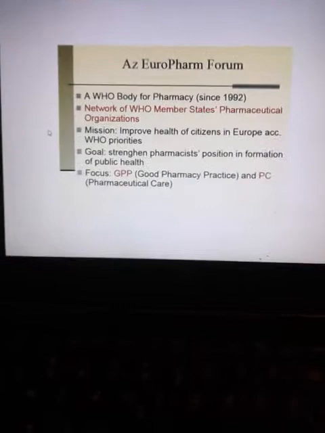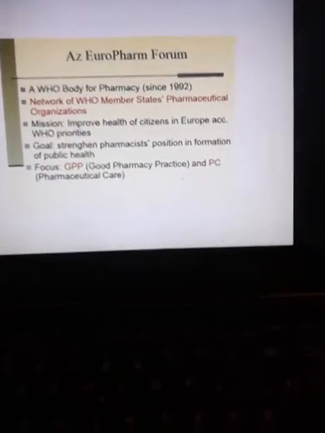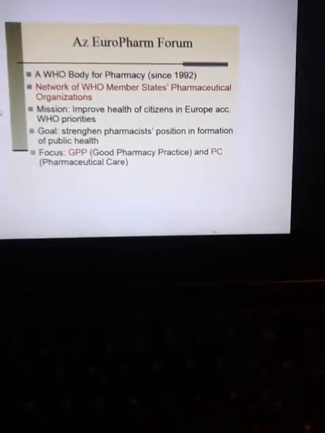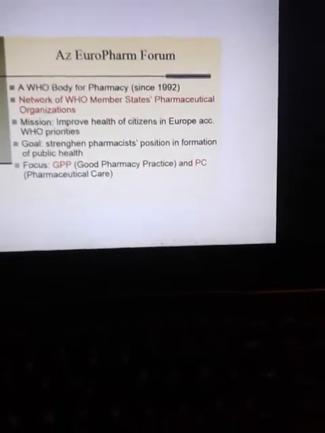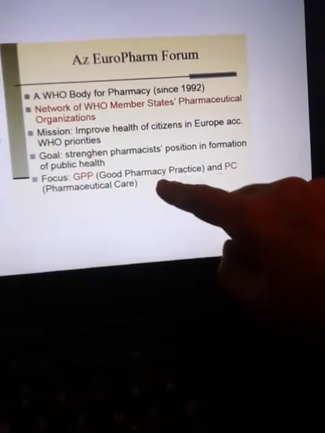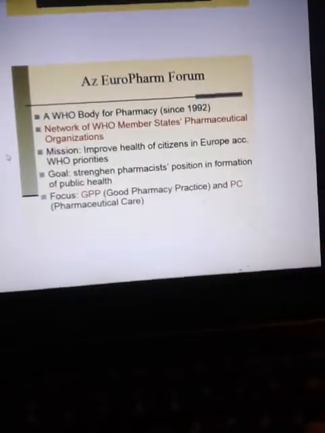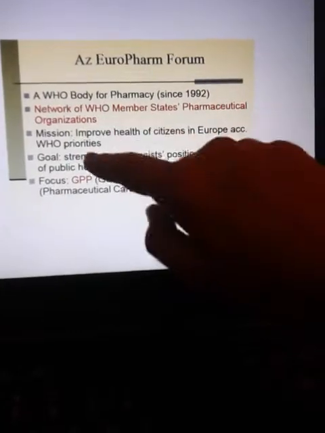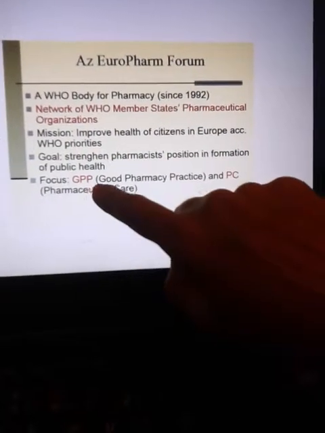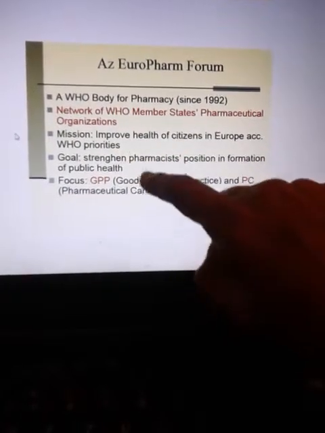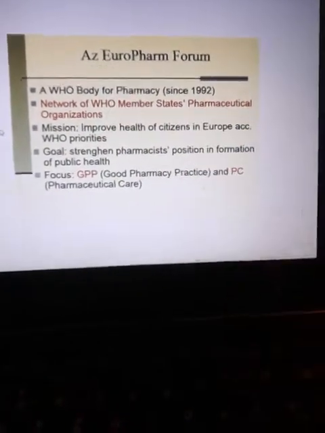The mission is improve health of citizens in the Europe. هدف یوروفارم فروم چیه؟ Improve health of citizens in the Europe. The goal is strengthen pharmacist position in the formation of public health. Focus on the GPP, good pharmacy practice, and pharmaceutical care. Focus یوروفارم فروم رو GPP و PC. Goal is strengthen pharmacist position in the formation of public health and mission is improve health of citizens in the Europe.